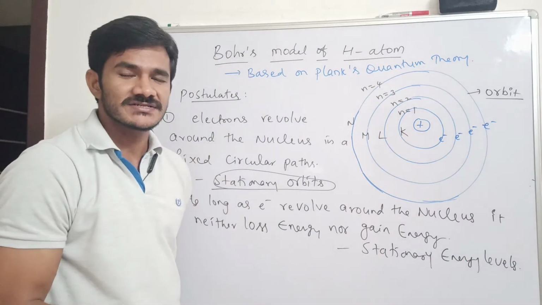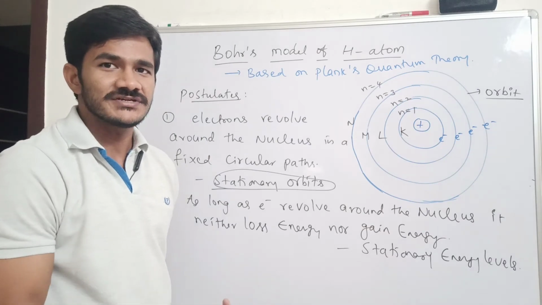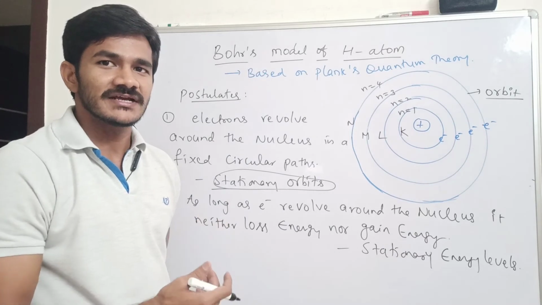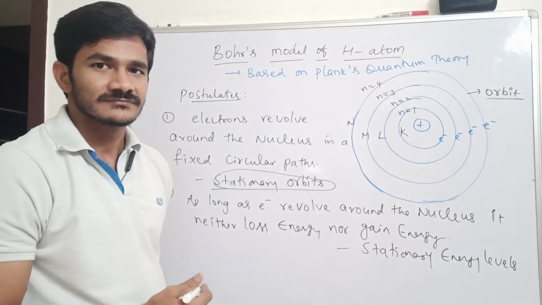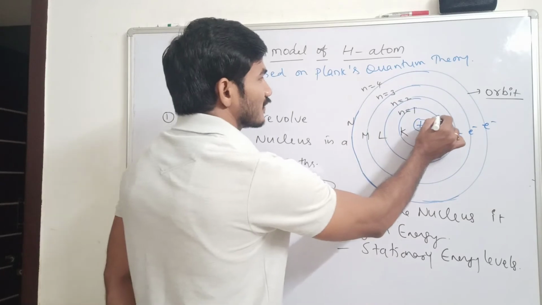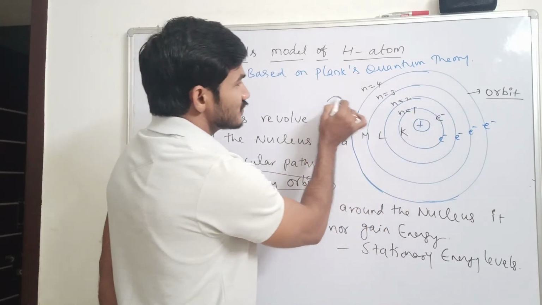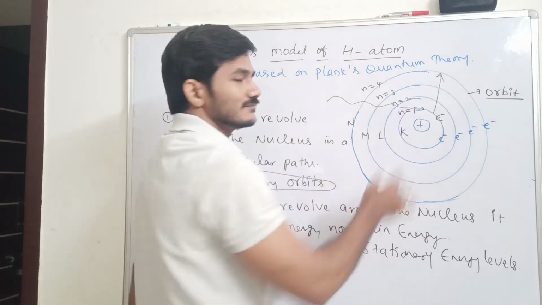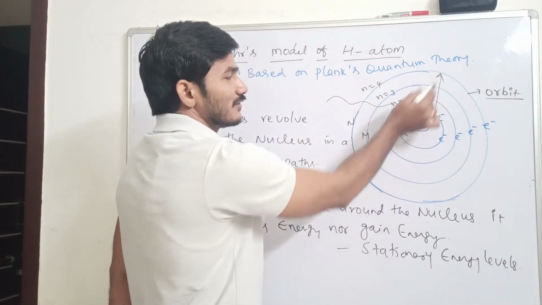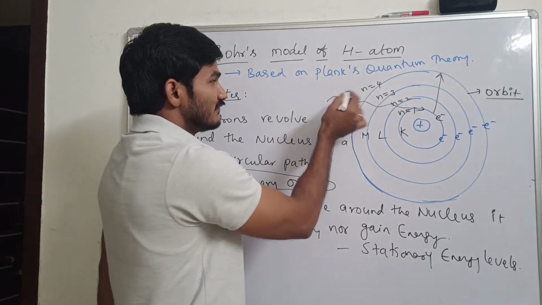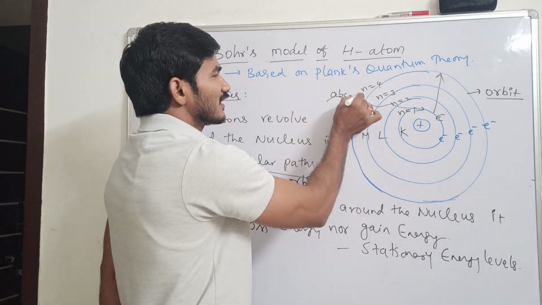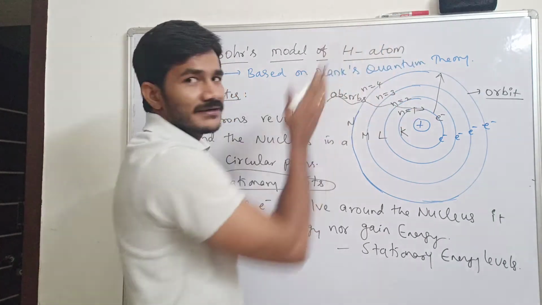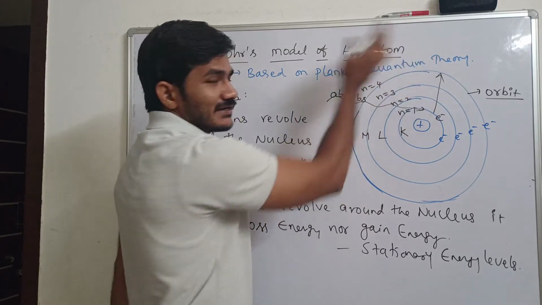If we supply energy externally, if the electron gains energy, it shifts from a lower orbit to a higher orbit. If it loses energy, it comes from a higher orbit to a lower orbit. For example, here we have an electron. If I supply energy to this electron, which is present in the first orbit, it shifts to the higher level. This is the lower energy level, this is the higher energy level. If the electron absorbs energy, it shifts from a lower energy level to a higher energy level.